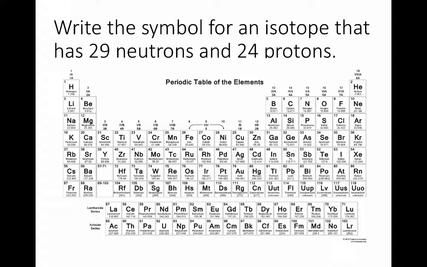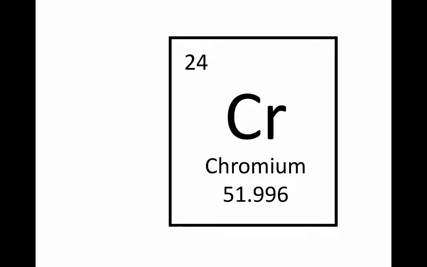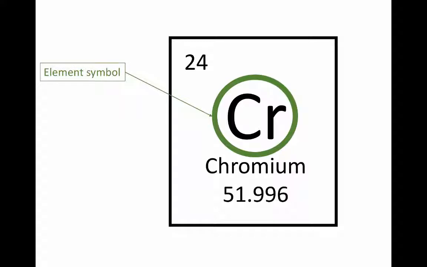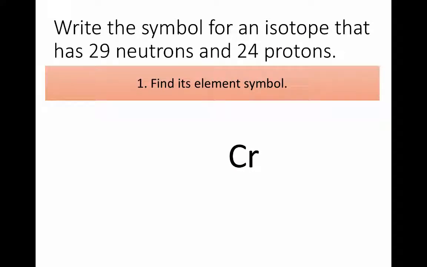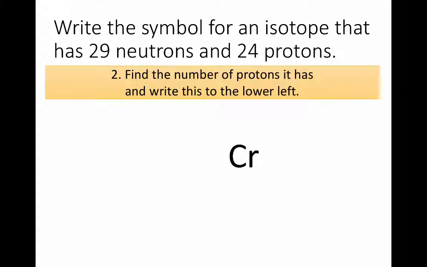Scan across the periodic table and look. Hey, look what we've got right here. Chromium. Chromium is element number 24. It has 24 protons. Here we go. Chromium, and the element symbol for chromium is Cr. Let's write that and move on to step 2. Step 2 says find the number of protons it has and write this to the lower left. Again, we were given that number in the problem, 24 protons.